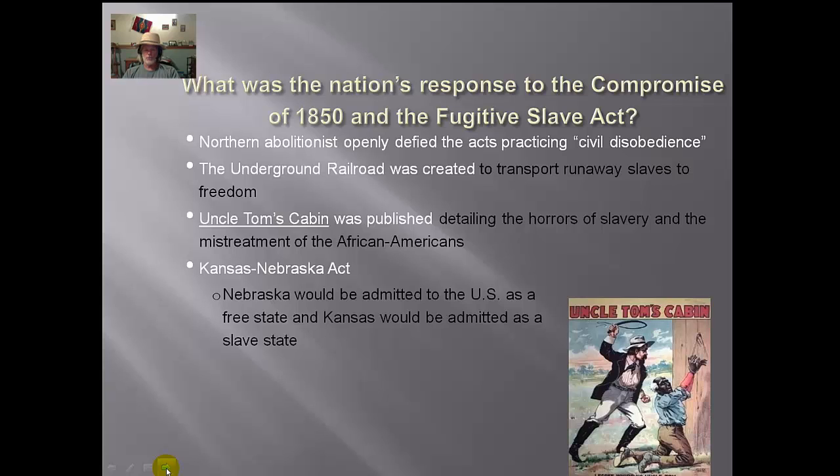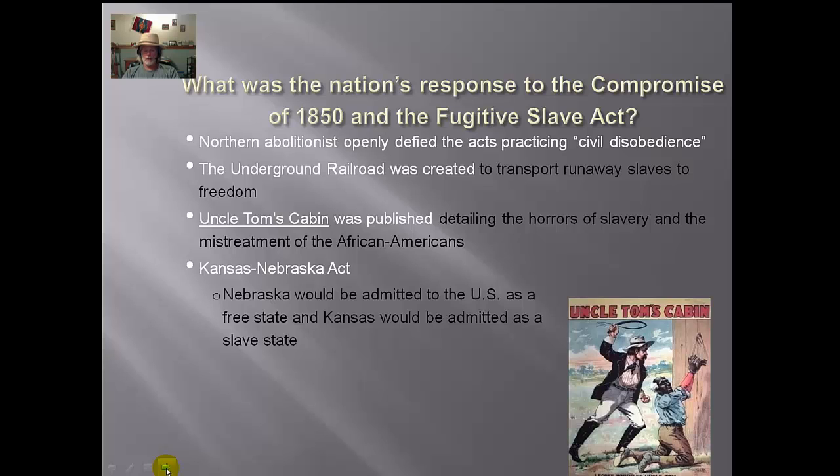Northern abolitionists openly defied the acts, practicing civil disobedience. There was this whole Underground Railroad that transported runaway slaves to freedom in the north and into Canada. Where P.F. Chang's is, right in that area, there was an old barn off the East Beltline, and that old barn was actually a stop on the Underground Railroad. So it did have stops in Michigan. You think of Detroit, near the Canadian border, many of the slaves went to Canada. In the press, Uncle Tom's Cabin was published, and it detailed the horrors of slavery.